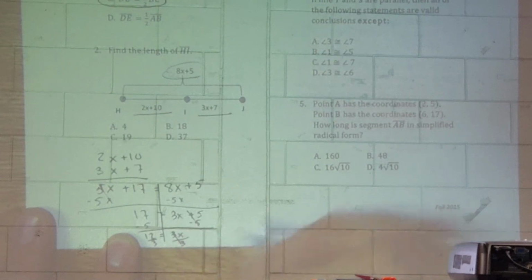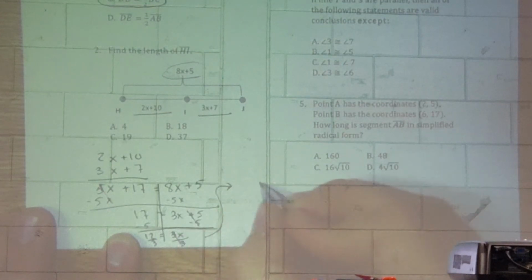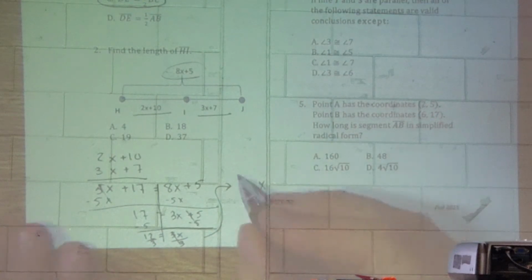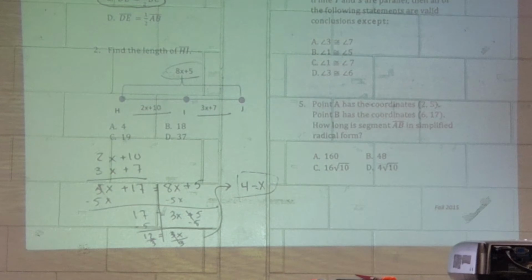I'm running out of space here, so we'll come right over here. So when I cancel out over here, I'm left with an x, and 12 divided by 3 is going to be 4. And so I get x equals 4. But if I circled that answer and was done, I would be wrong, because you always want to make sure. Every single test problem, go back and check the directions. Find the length of HI.